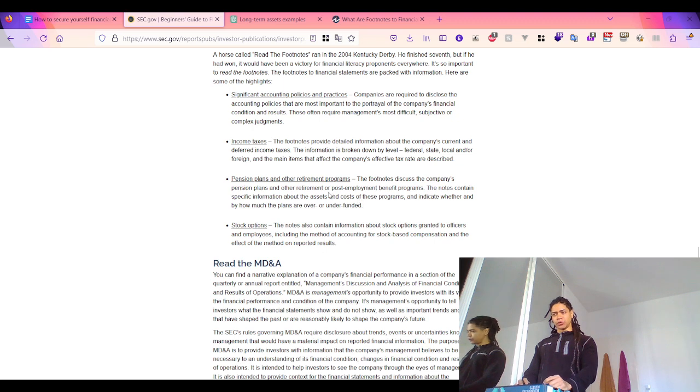Pension plans and other retirement programs and the cost of these programs. The notes contain specific information about the assets and costs of these programs and indicate whether, and by how much, the plans are over or underfunded. And the stock options: the notes also contain information about stock options granted to officers and employees.